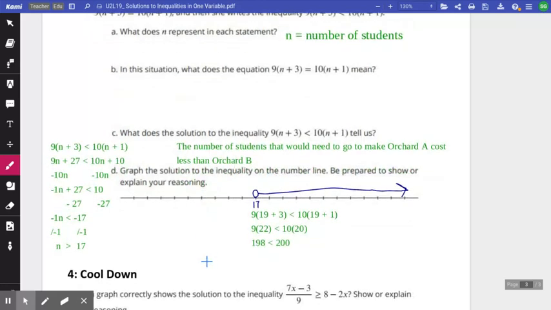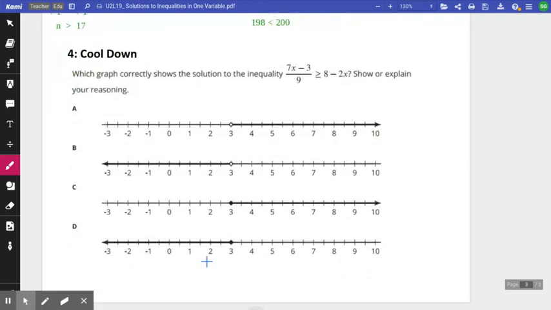As a way to check to see where you're at with this lesson, I've got a cool down here, which says which graph correctly shows the solution to that fun-looking inequality there. Show or explain your reasoning. Go ahead, pause the video now and see if you can correctly identify which graph would match up with that inequality.